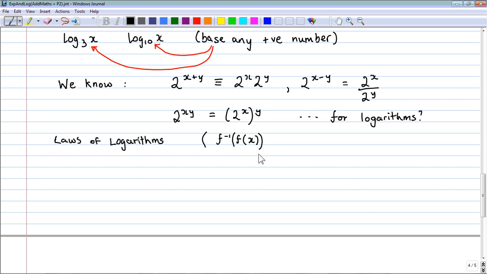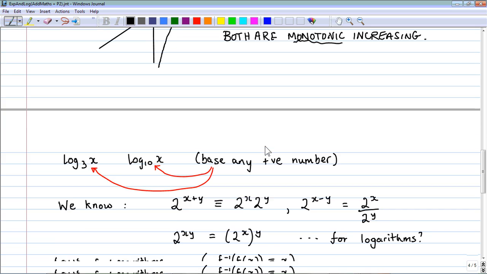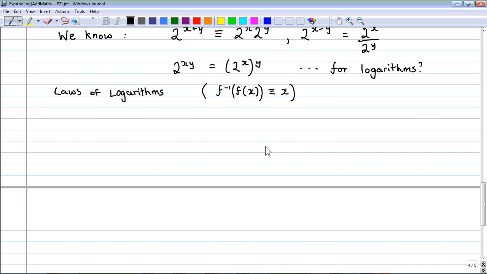According to certain restrictions, this is always going to be true. I won't get into that now, what those restrictions are, but basically it's required that the function itself be invertible. Now, are these functions invertible? Let's go back and look at this graph here. Is this an invertible function? Yes, it's invertible.